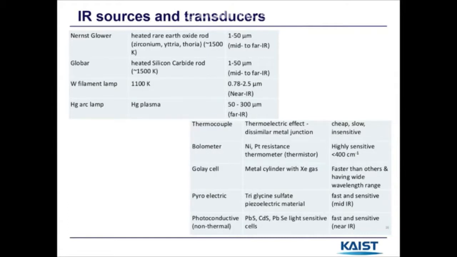IR transducers are of three general types: pyroelectric transducers, photoconducting transducers, and thermal transducers. The first is found in photometers and many FTIR spectrometers, and photoconducting transducers are also found in FTIR instruments. Thermal detectors are found in older dispersive instruments but are too slow to be used in FTIR.